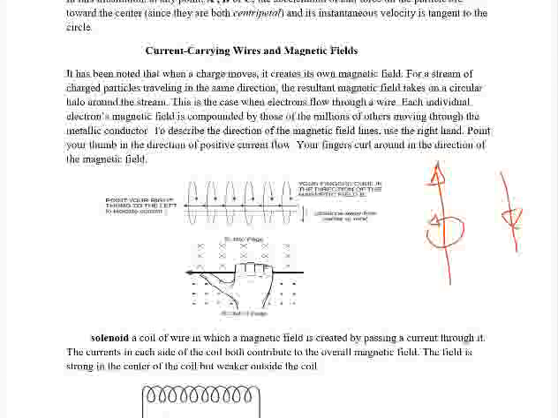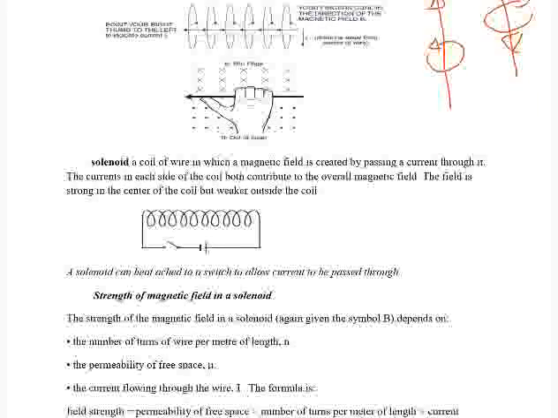If the current is moving down, our thumb shows the direction of the current, and the way our fingers are curling is the direction of what? The magnetic field. Therefore, by using this technique, by using the right hand rule, we can determine the direction of the magnetic field. The other thing is solenoid.